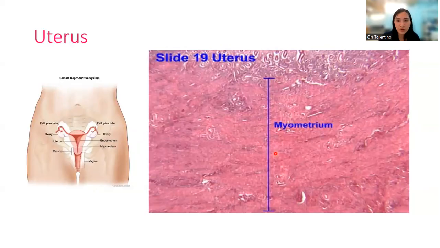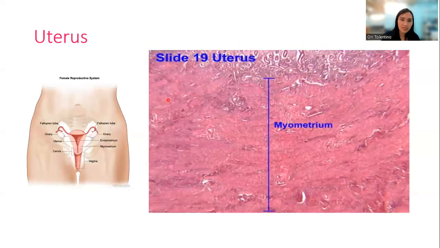So the next organ is the uterus. It is a pear-shaped organ with a thick muscular wall. These muscles are made up of smooth muscle. It has three layers: your endometrium, or the innermost layer, lined by simple columnar epithelium; your myometrium, the intermediate layer, made up of smooth muscle; and the perimetrium, or the outermost connective tissue layer.